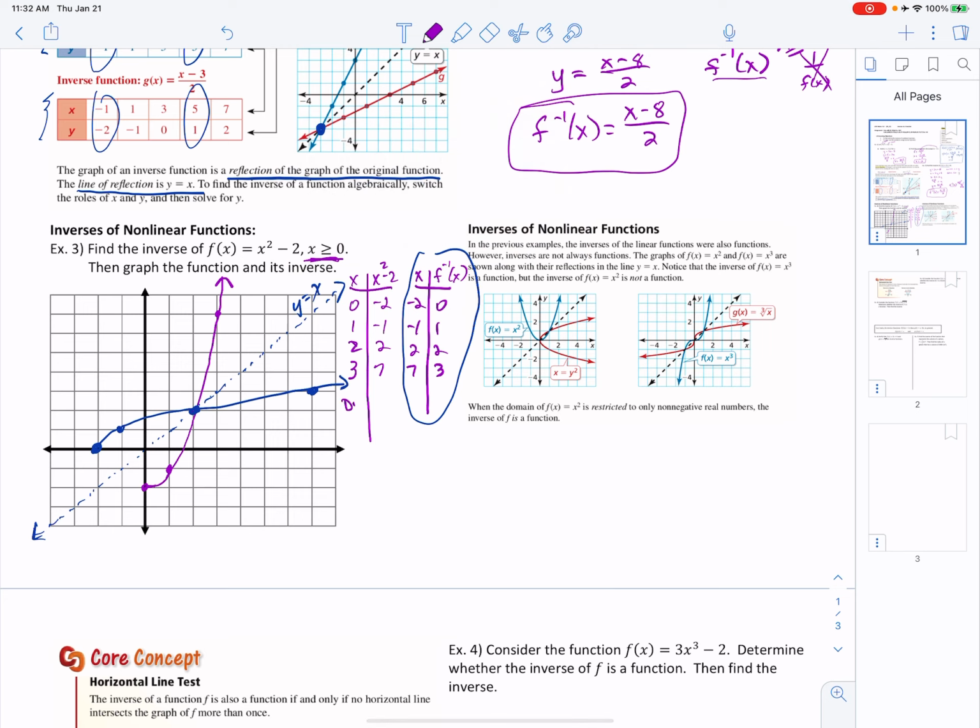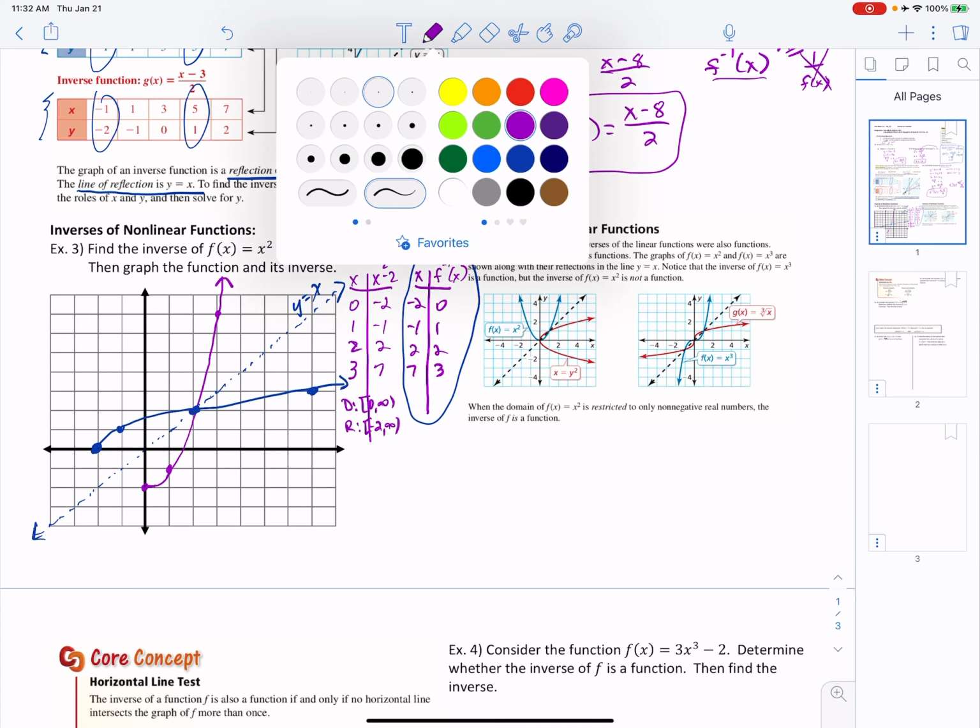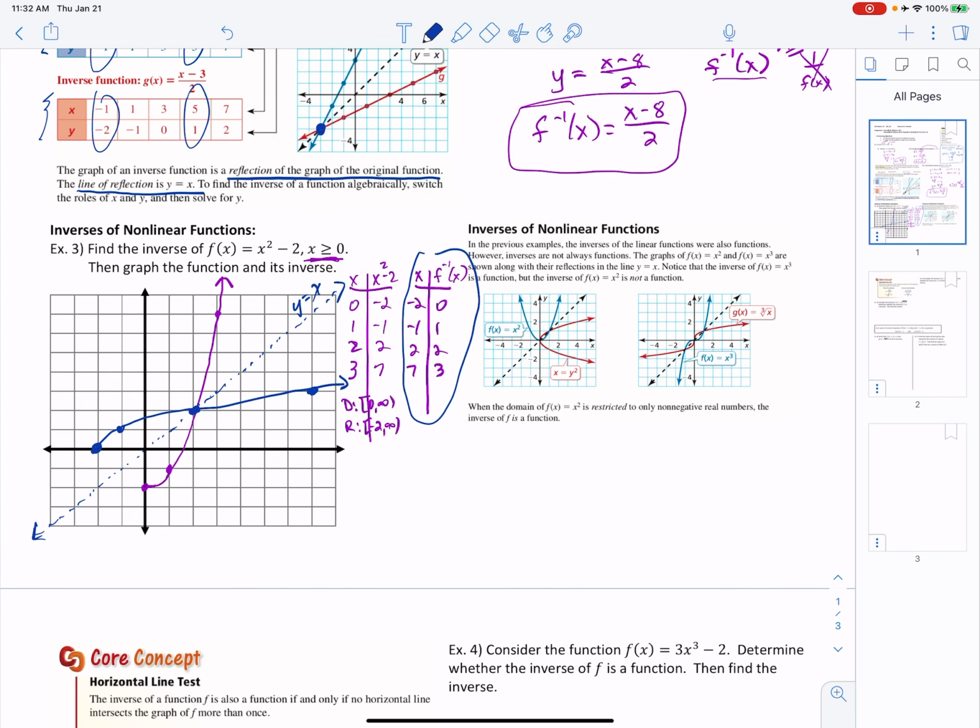The domain on this f of x was 0 to infinity, and the range came out to be negative 2 to infinity. Since x and y switch, the domain on the inverse is going to be what was the range. So the domain is going to be negative 2 to infinity, and the range is going to be 0 to infinity. You can check that on the graph, and it is agreeing with that.